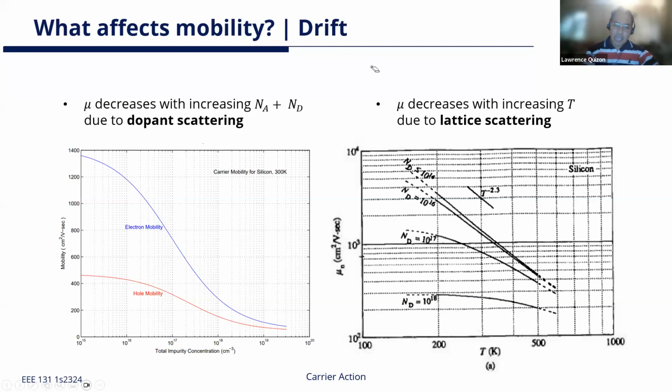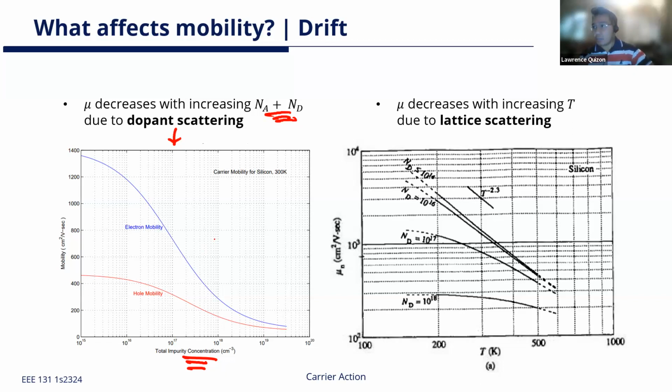But anyway, this type of thing, against total impurity concentration, no? So what's total impurity concentration? Impurity meaning dopants, no? So total impurities meaning your total amount of dopants, Na plus Nd. Now, against the total concentration of impurities, no?